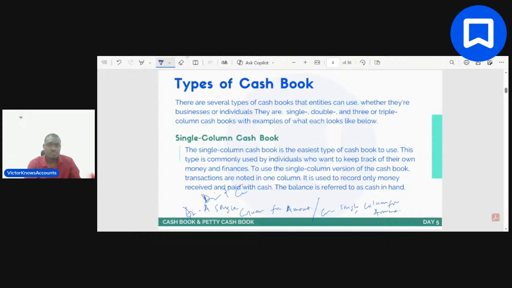and it is mostly used by individuals who just want to keep track of their own money and finances. To use the single column version of the cash book, transactions are noted in one column, don't forget, and it is used to record only money received and paid with cash. Then the balance on the single column cash book is referred to as what? Your cash in hand.